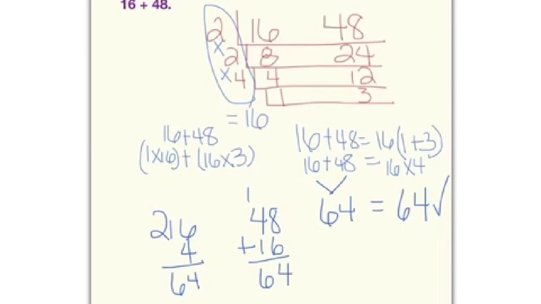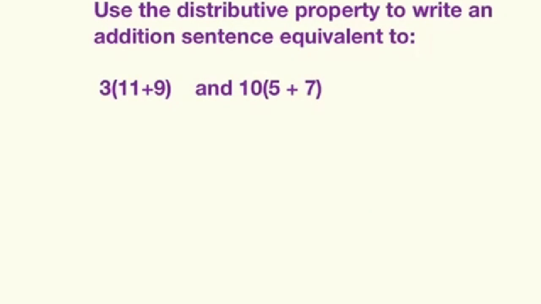Last but not least, let's use the distributive property to write an addition sentence equivalent to these two problems. This is like doing what we've just done, but in reverse. This is where you're going to think about the party and think about the number on the outside of the party wanting to get in. So again, what I want you to think about is taking the number on the outside, 3. He wants to go to the party, but he has to ask 11 and 9. Over here, you have 10 who wants to go to the party, but he's got to ask 5 and he's got to ask 7.